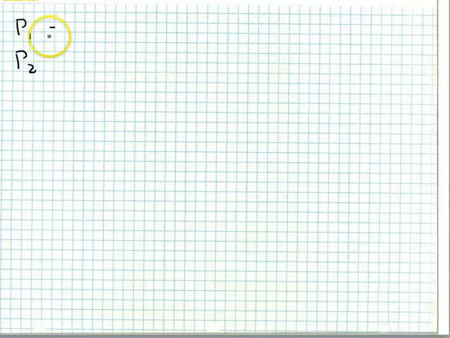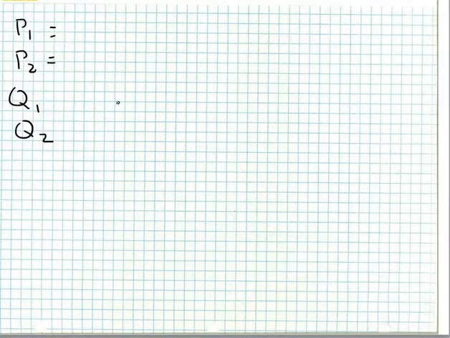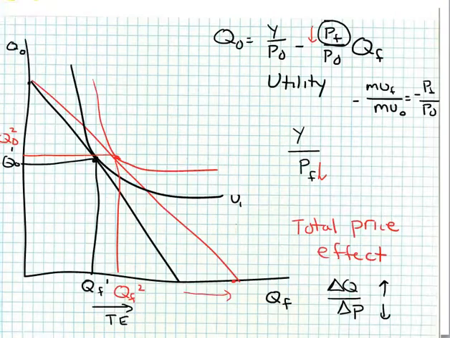So just as we did with income elasticity, we know that we're going to need two prices and two quantities in order to calculate a price elasticity. So what did we say in our original diagram here? We said that we decreased the price of food.